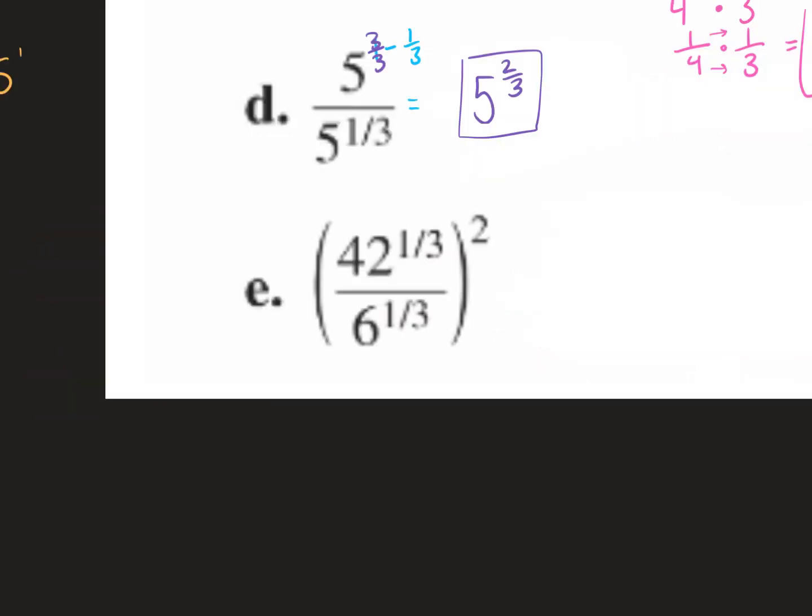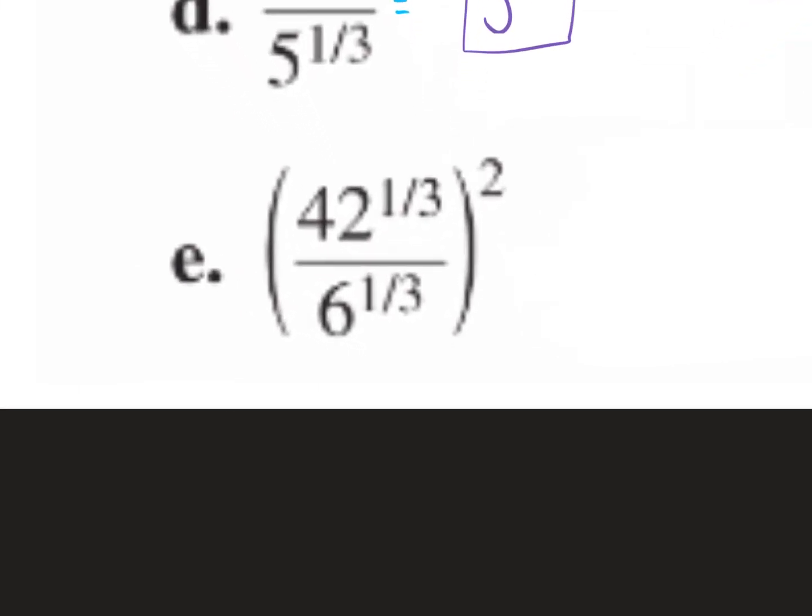All right, next let's look at E. A couple different ways we could do this. What do you think I should do first? I can distribute the 2. So this would be, what do I do when I have a power raised to a power? Multiply. So 42 to what power? To the 2/3 power over 6 to the 2/3 power.